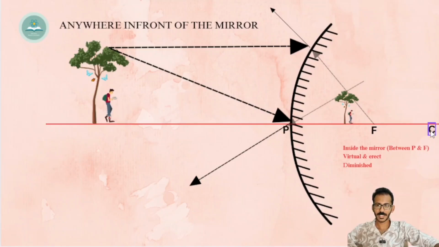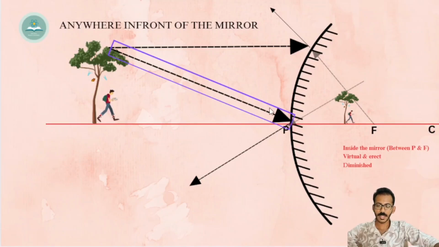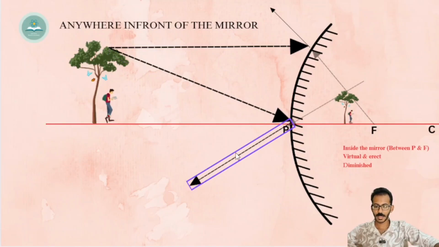So we can't pass it through that. So the ray of light is coming, hitting the pole here, and from the pole it's reflecting back, following the laws of reflection of light. When we extend this ray of light inside the mirror, both of them meet at a particular point here, where the image will be formed. So you can see here that in convex mirror, in both the cases, image is formed inside the mirror.